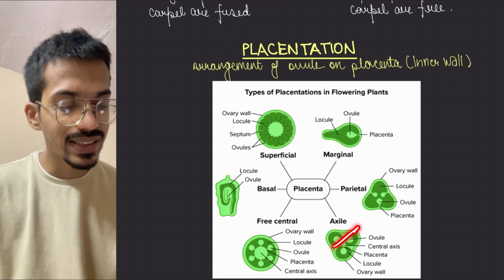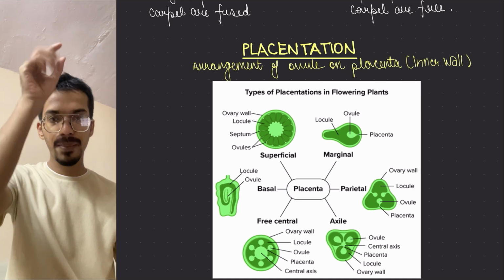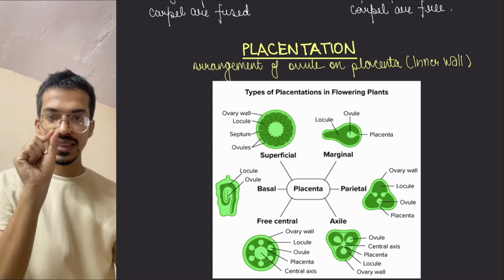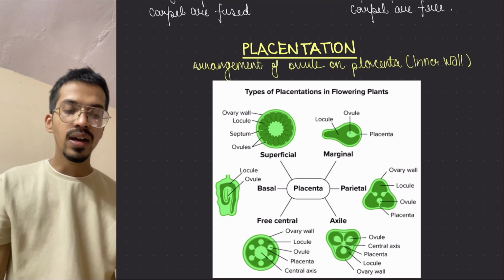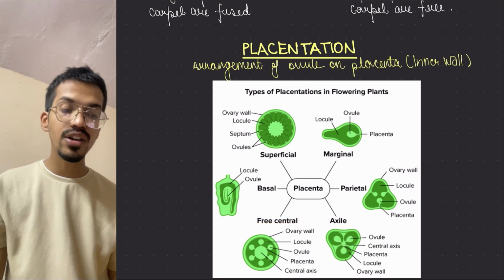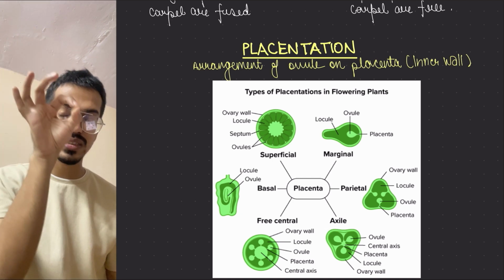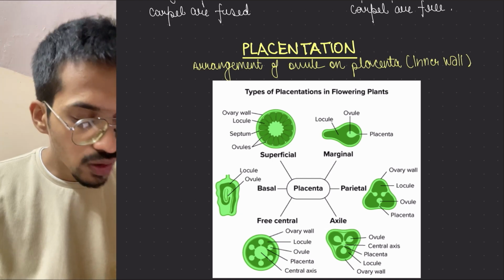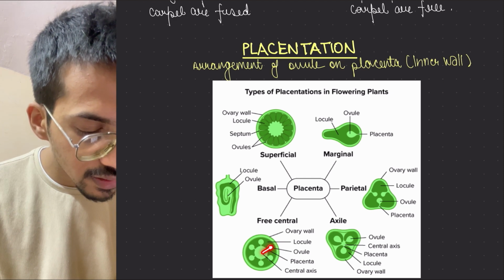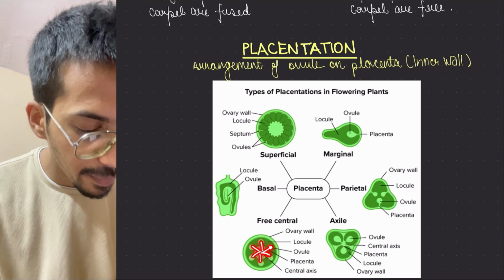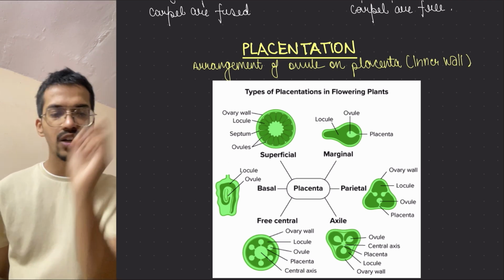Okay, then we have the axile. Axile means center, axis. So here what happened? All of them are present in the center. Seeds. Can you see that seeds are present in the center area? Then we have the free central. Free central means they don't have any connections with the side walls of the ovary. So this is present over here and seeds are present in the center area, like your lemon, citrus, and all those, where the seeds are present in the center and they are not joined.